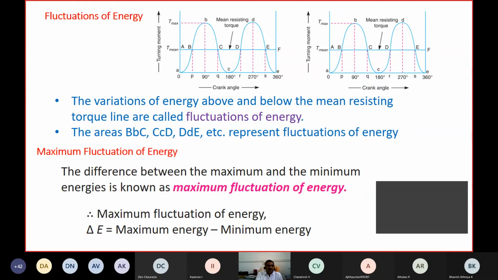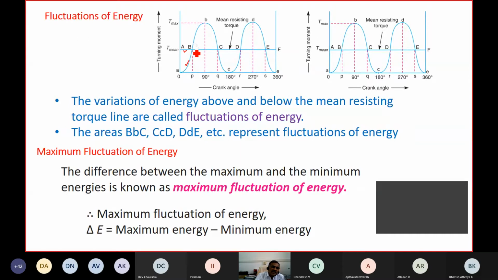So for example, in this engine, see, this is a turning moment diagram. In this, what is the excess energy? Whenever the torque is more than the mean, that will be stored in the flywheel in the form of kinetic energy. So if you want to find the excess energy, as I already told you, this is the mean torque required. This is the torque produced. Since the torque produced is less than the mean torque, in this portion the flywheel will be supplying energy to the engine.